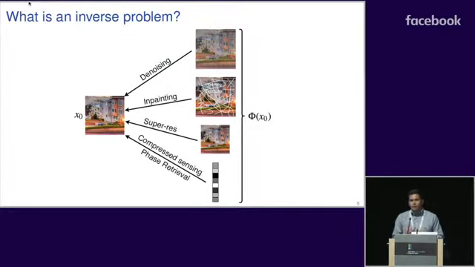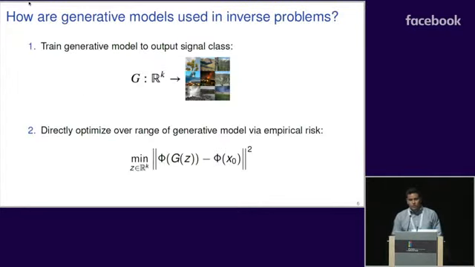Two important closely related problems that I'm going to be focusing on today are compressed sensing and phase retrieval. In compressed sensing, we want to recover an image x naught from its low dimensional linear projection. You can think of phi as a fat matrix with fewer rows than columns. Phase retrieval is a nonlinear version of this problem where we only get to see the absolute value of these linear measurements. How exactly we're going to use generative models to solve these problems is with what's called a generative prior.